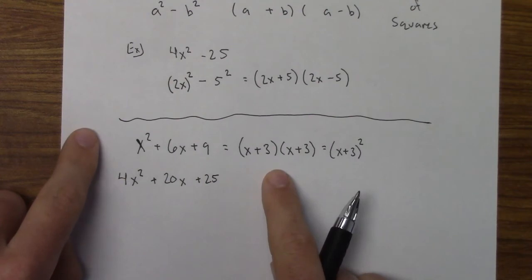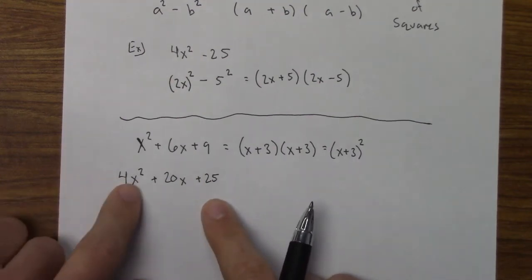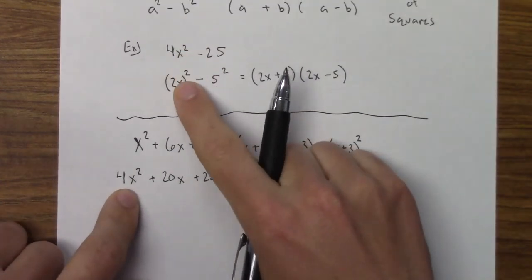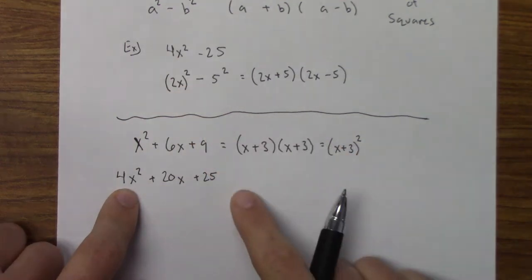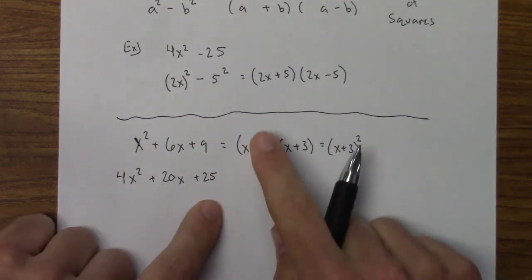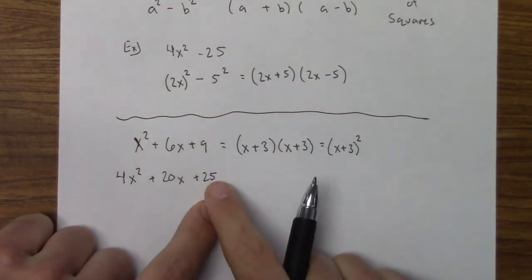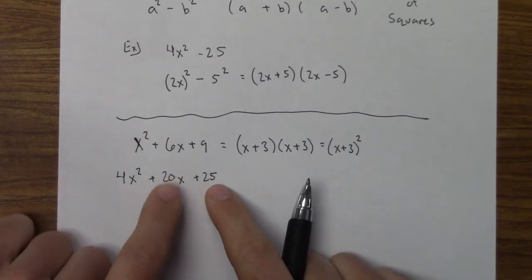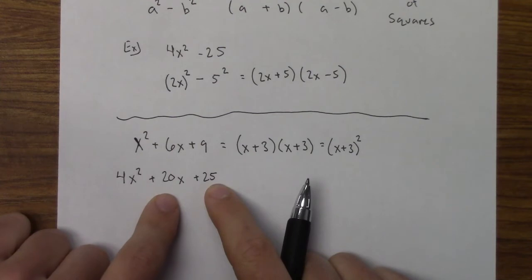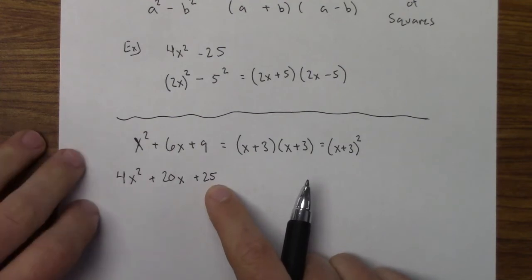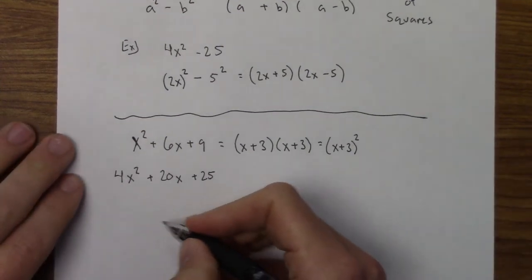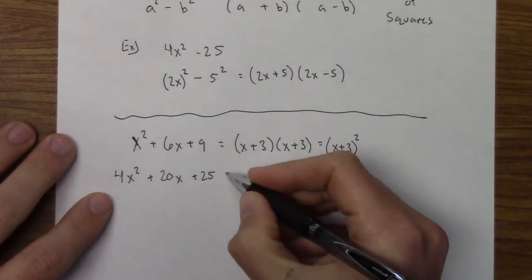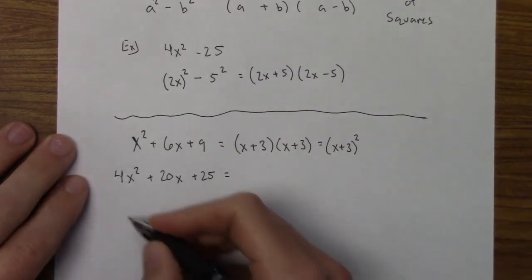I'm not quite ready to write it out in blueprint form yet, but here's what I want you to realize. The first term, 4x squared, is a perfect square. The 25, 5 squared, is a perfect square. What we need to be careful of is to make sure that this number in the middle still follows our pattern. And so here's what I'm going to hint at right now. The pattern that works for this is the following.